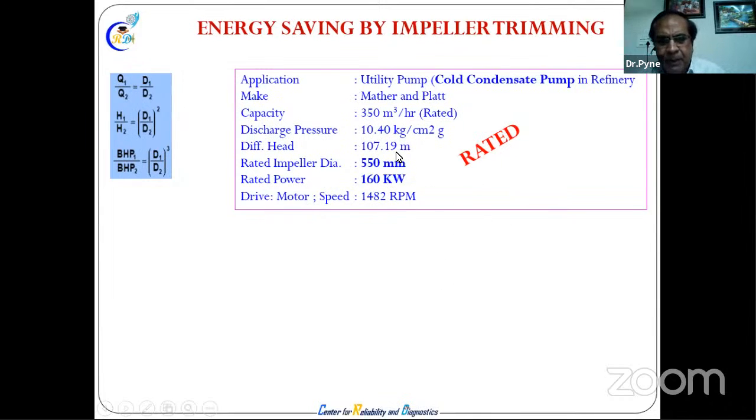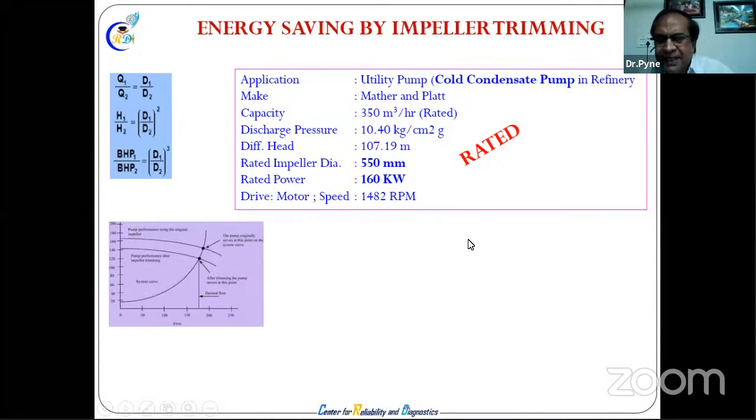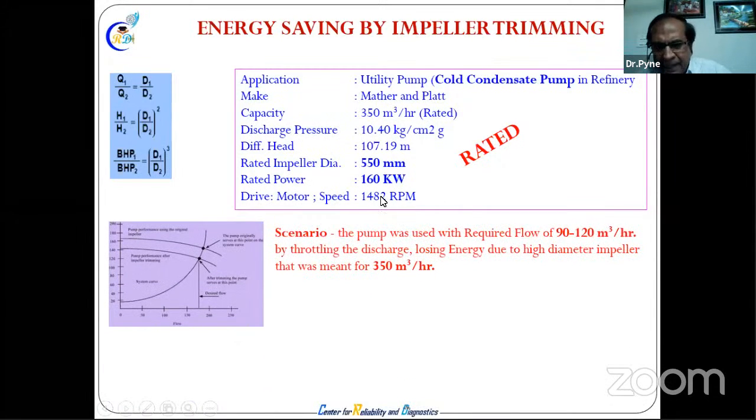Initially, they purchased a 550 millimeter diameter impeller with a rated power of 160, and with this 160 power at RPM 480, they needed 100 or something. The refinery and the commissioning team thought of this, but over time they thought no, this is not required. And the cost-benefit analysis is showing that the pump is showing more than purchasing a new one.